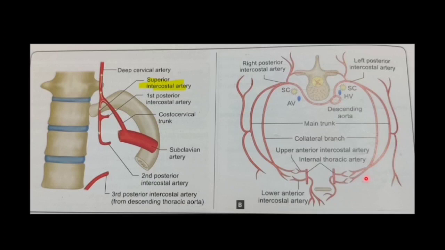When they reach this region, the main trunk anastomoses with the upper anterior intercostal artery, and the collateral branch anastomoses with the lower anterior intercostal artery. We said there are 2 anterior intercostal arteries, right? So the upper anterior intercostal artery anastomoses with the main trunk of the posterior intercostal, whereas the lower anterior intercostal artery anastomoses with the collateral branch of the posterior intercostal artery.